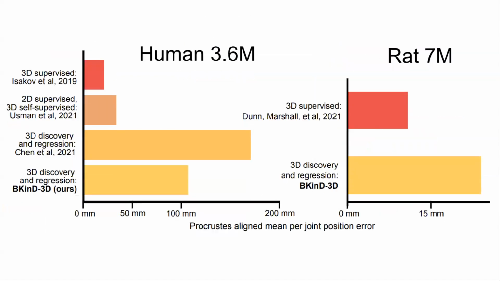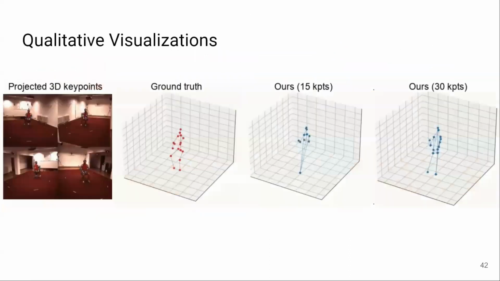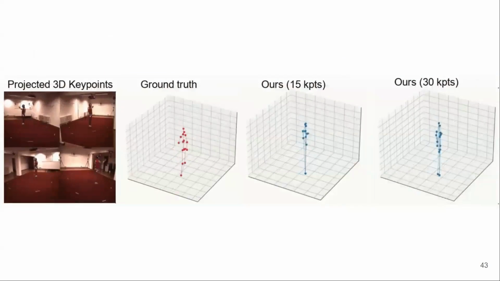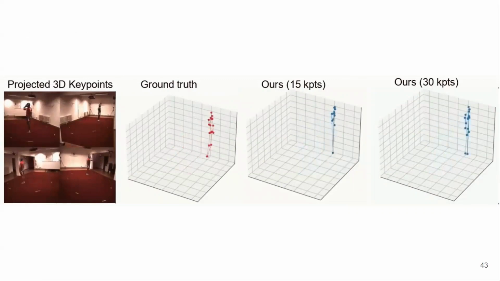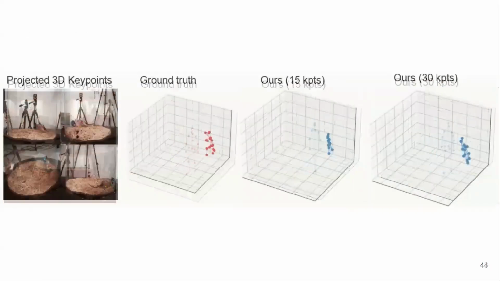Quantitatively, our BKinD-3D method significantly closes the gap with other supervised methods on Human3.6M as well as Rat7M. Next, we present qualitative visualizations. As we can see, BKinD-3D, especially with 30 key points, captures the structure of the agent very similar to the ground truth. However, we do not have any ground truth labels.